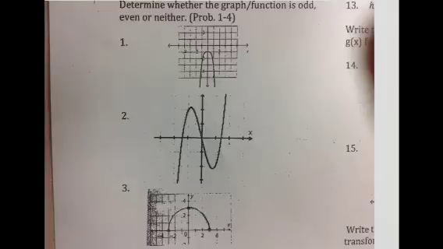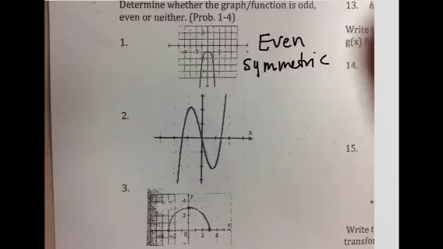Alright, for numbers 1, 2, and 3, we're going to use the graphs to determine if the function is even, odd, or neither. Number 1, notice how the graph reflects over the y-axis. See how it's symmetric over the y-axis? So that makes this one an even. Why? Because it's symmetric with respect, so I'll put WRT, with respect to the y-axis.